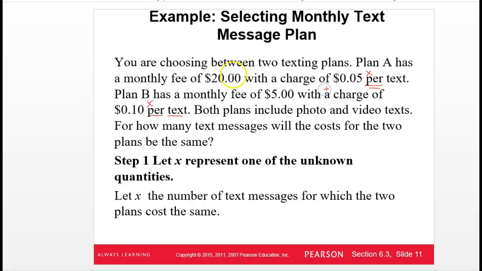So we're going to add these fees to these expressions that have the charge per text. So there's going to be our equation, $20 plus 0.05 times X, and then $5 plus 0.10 times x. So again, where we see that per text, per call, per mile, if it's like renting a car, that's where we're going to see these x's pop into everything.